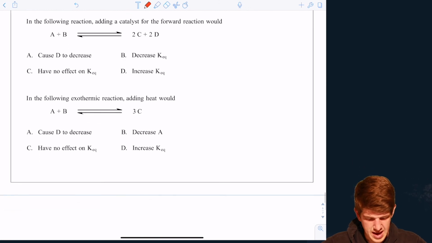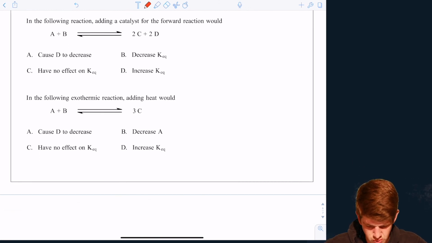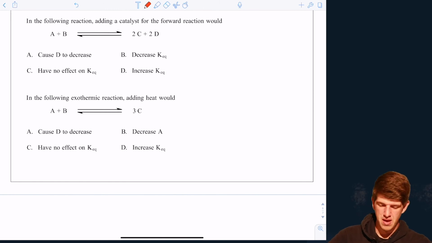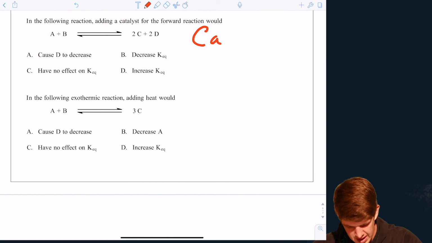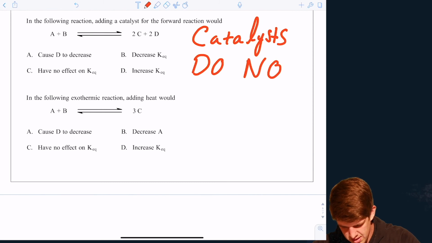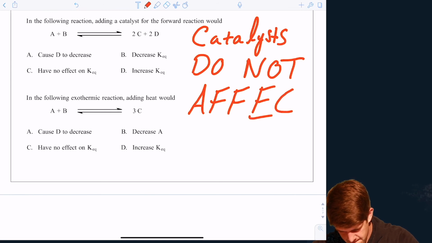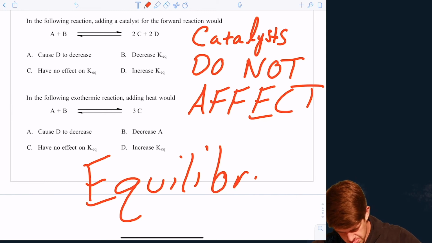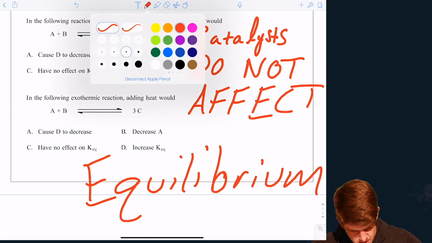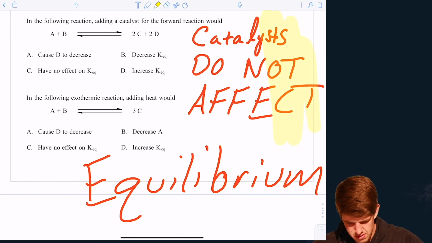In the following reaction, adding a catalyst for the forward reaction would, what do you think? Catalysts do a lot of amazing things, but here's an important thing, and we're going to write this big. Catalysts do not affect equilibrium. I'm writing it huge, but trust me, it deserves to be written huge.